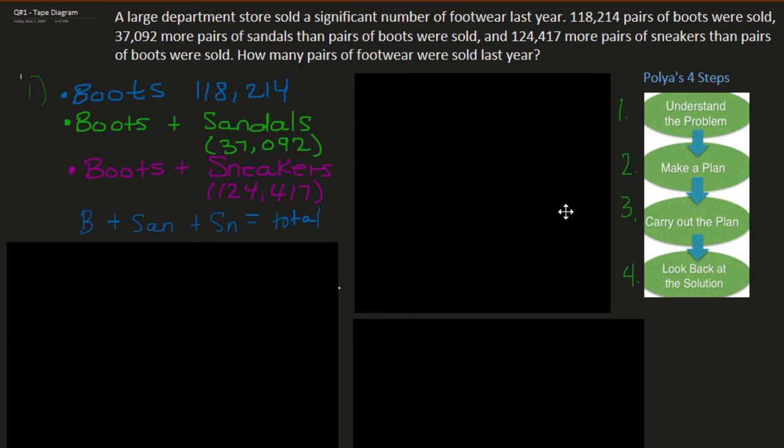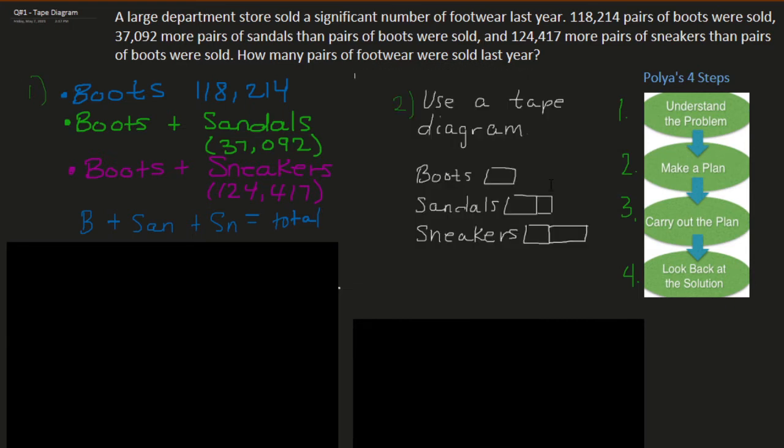Moving on to making a plan. In this sense, considering we already have all of our information, it would make sense to use a tape diagram. Here, I drew a rough sketch of what that may look like. We have our single value for boots, we have our sandals, which is boots plus the parts for sandals, and then we have sneakers, which represents the boots here, and then the additional number for sneakers. And that's exactly what we have here. Now we just have a visual component for it.